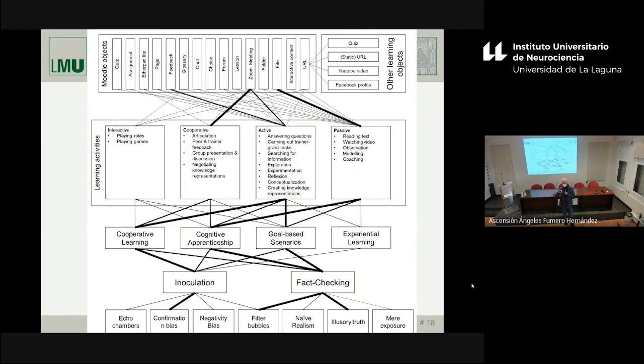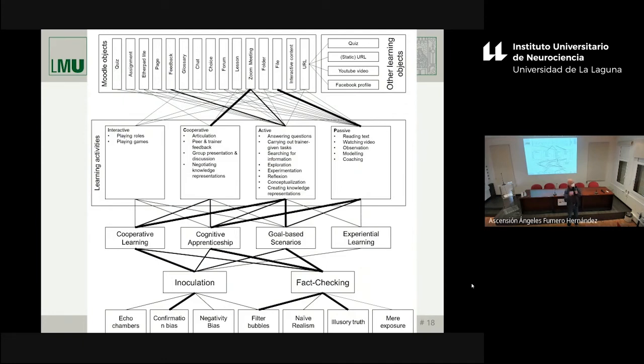The next level were the interventions, like inoculation and fact-checking. The next level were instructional approaches, because both inoculation and fact-checking are important skills, but difficult to develop. So these instructional approaches are necessary. For example, cooperative learning, cognitive apprenticeship, goal-based scenarios, and experiential learning.